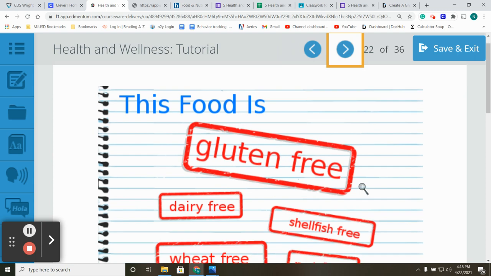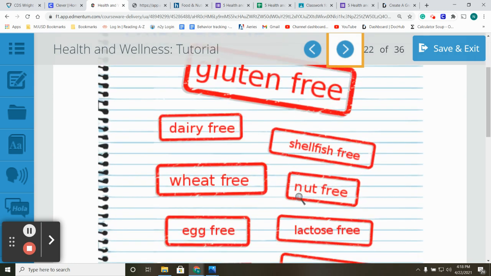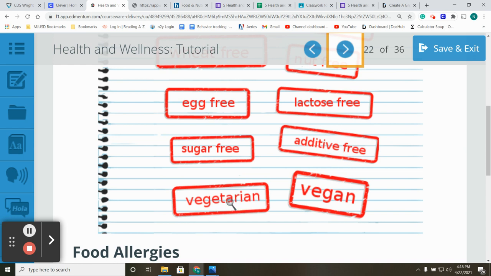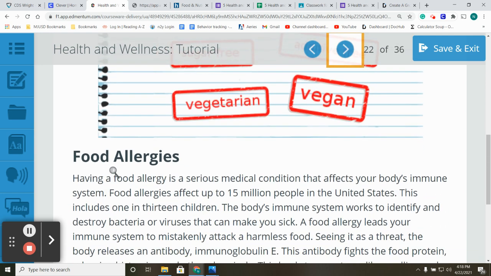This food is gluten-free, dairy-free, shellfish-free, wheat-free, nut-free, egg-free, lactose-free, sugar-free, additive-free, vegetarian, vegan, and flavor free. That's just my opinion.